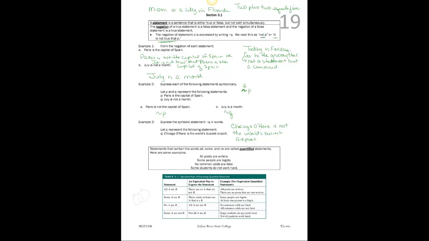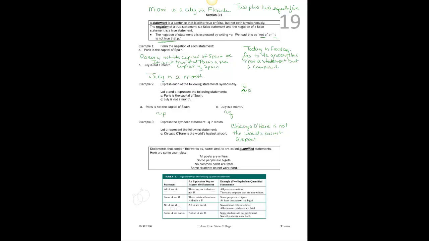All right, so we're going to be talking about quantified statements. Statements that contain the words all, some, and no are called quantified statements. I'm sorry, quantified. I've been wanting to say qualified all day. The word quantity is hidden in there. And our statement will sometimes have something about a quantity.